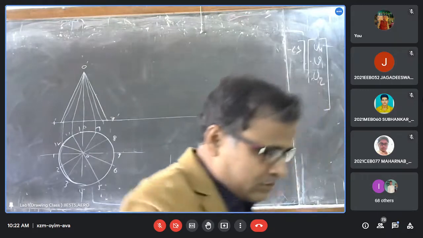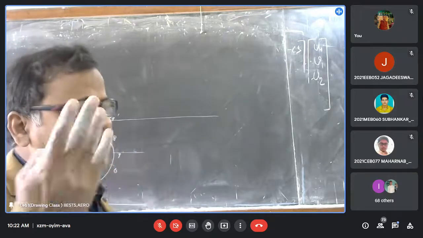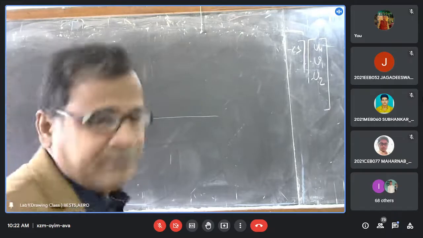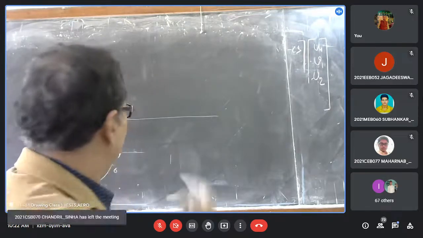What is the problem? Problem is that a cone is resting with its circular surface on the horizontal plane. Simple resting with circular surface on horizontal plane. Draw the plan and elevation. Okay. So it is very simple.